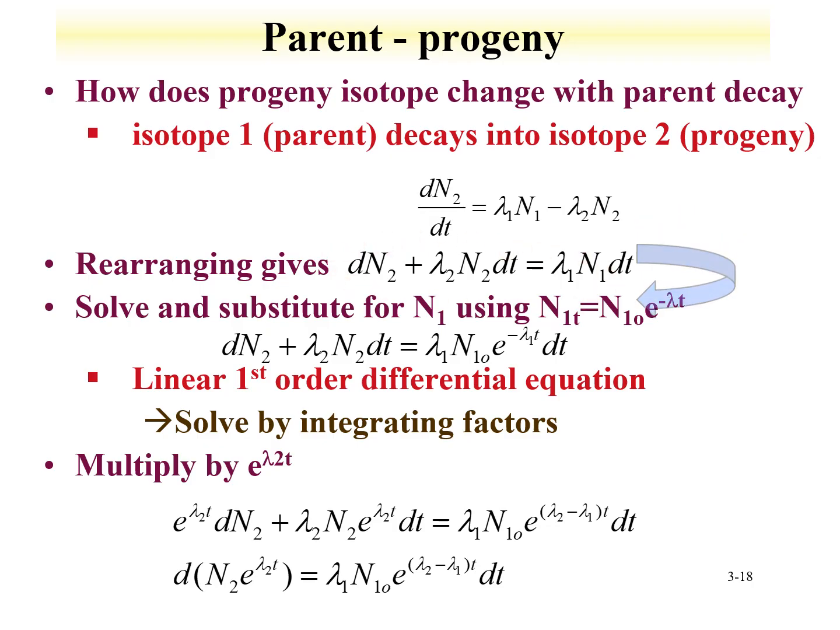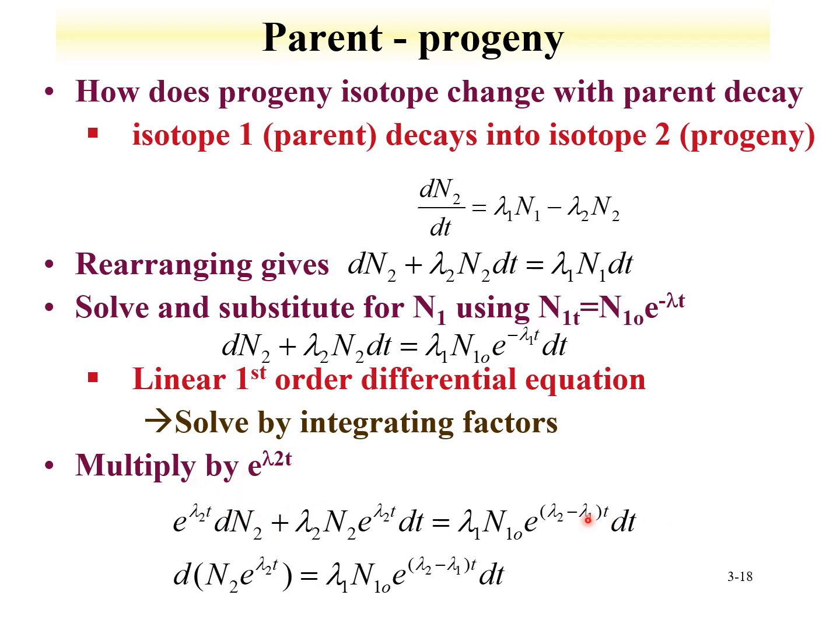So let's solve and substitute for N1 using N1 at time t is equal to N1 naught, the initial amount, e to the minus lambda t. That equation then becomes what is seen here. Let's take a linear first order differential equation. Let's just solve by integrating factors to solve this linear first order differential. Let's multiply by e to the lambda 2t.